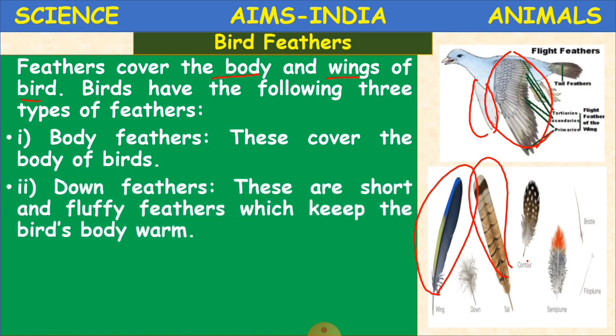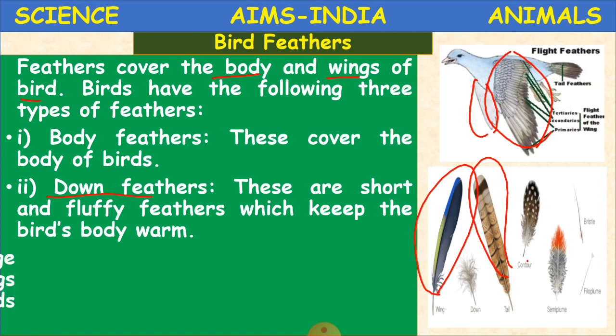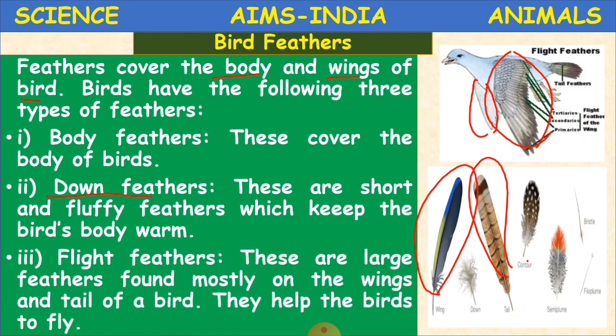Okay, children? And now down feathers. Down feathers are short and fluffy feathers which keep the bird's body warm. In the sense they are fluffy, they are thick, and because of this the bird's body stays warm. Clear, children? Now, flight feathers.